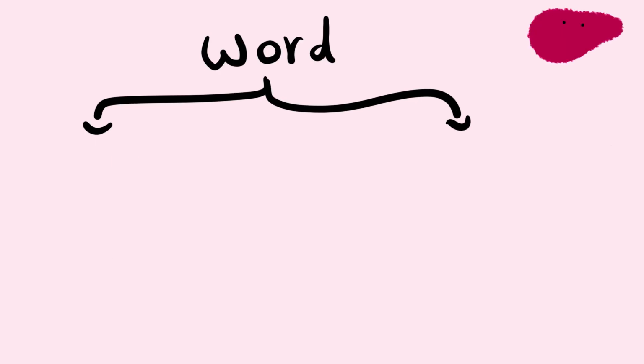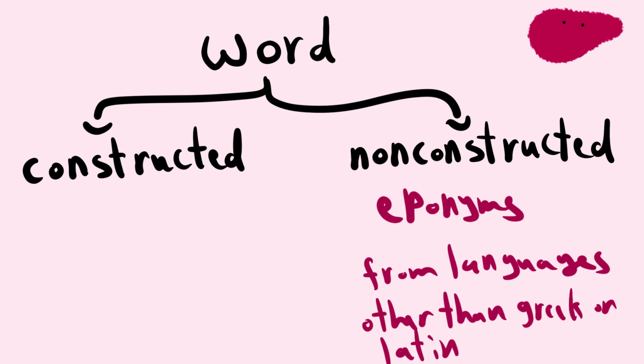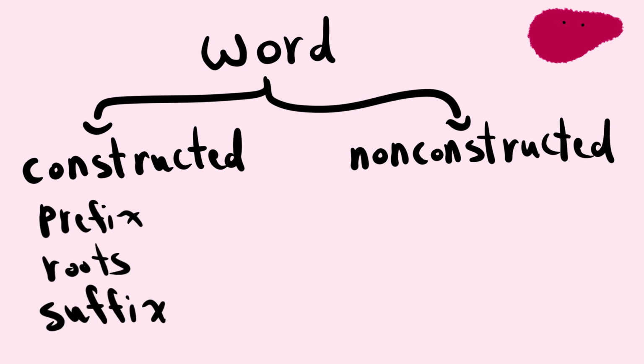Words are divided into two parts, constructed and non-constructed. Non-constructed words are usually eponyms. Eponyms are terms derived from the names of people or places. Other terms are derived from languages other than Greek or Latin, like jaundice, which means the yellowing of skin, is derived from a French word. Most words in terminology fall into the other category. Words are constructed from word parts such as roots, suffixes, and prefixes, and their origin is Latin and Greek.